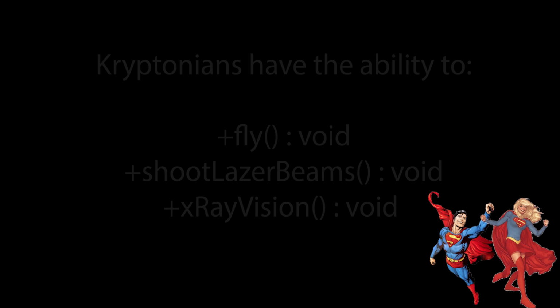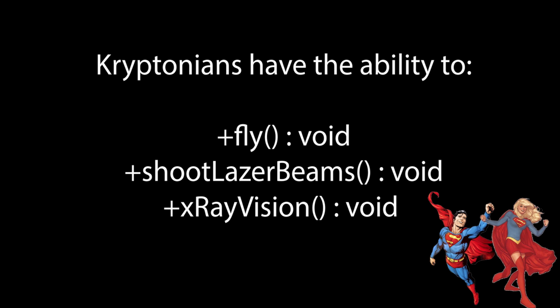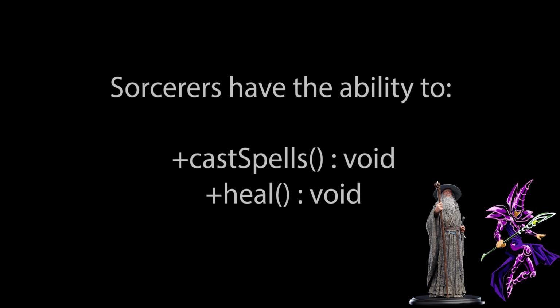Kryptonians, for example, have the ability to fly, shoot laser beams, and see through objects with their X-ray vision. Sorcerers have the ability to cast spells and heal themselves, as well as heal other characters when they are near.